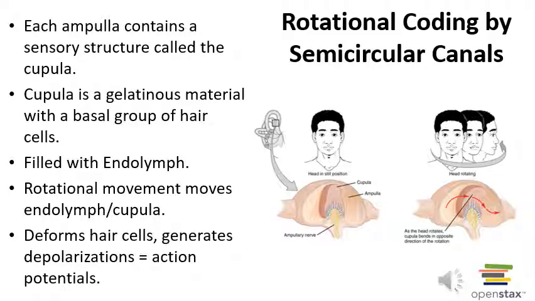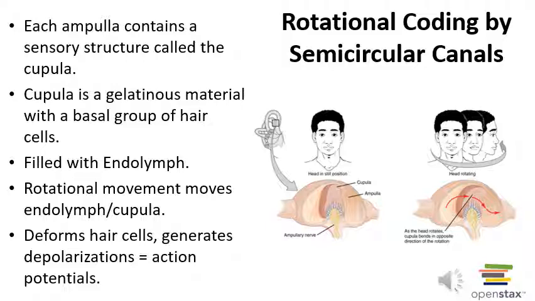Receptor structures in the semicircular canals are found in the ampullae found at the base. Each semicircular canal features one ampulla. And we're going to see in a little bit that the receptor structure is really, really similar to those maculae that we found in the utricle and the saccule.